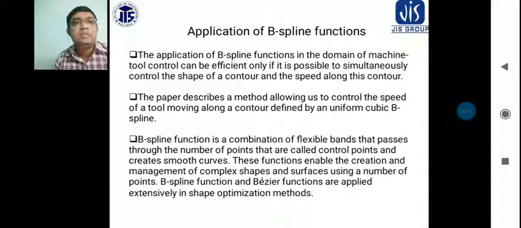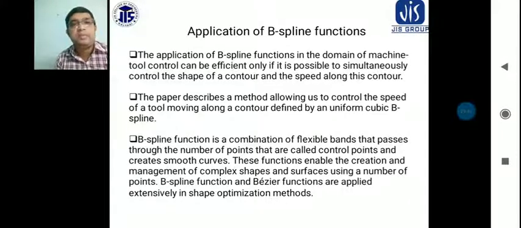Now, the application of B-spline functions. The application of B-spline functions in the domain of machine tool control can be efficient only if it is possible to simultaneously control the shape of a contour and the speed along this contour. We also describe a method allowing us to control the speed of a tool moving along a contour defined by uniform cubic B-splines.